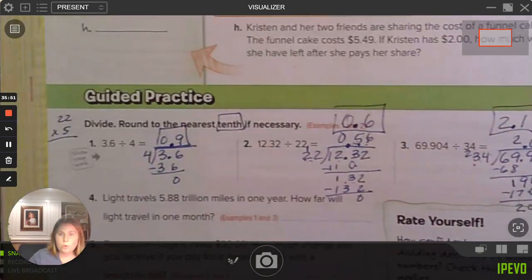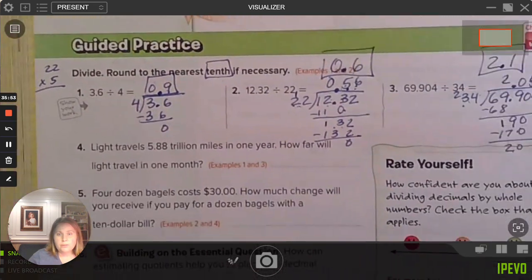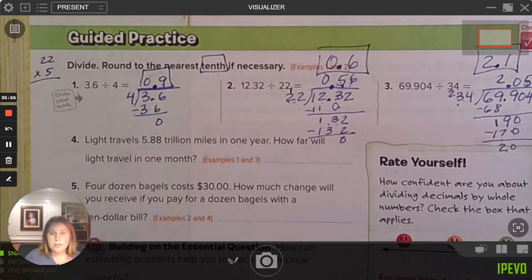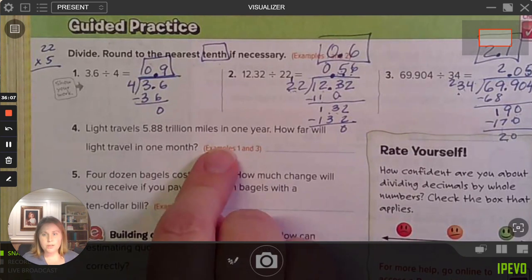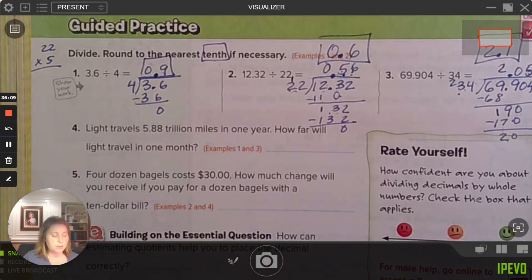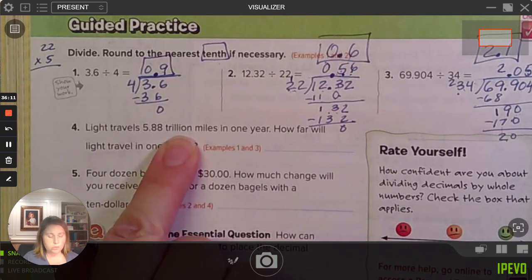Number 4, we have a word problem. Light travels 5.88 trillion miles in 1 year. How far will light travel in 1 month? Well, we need to know how many months are in a year. That's 12. And we'll keep it in trillions of miles. We don't need to change that. We don't even need to write that out with zeros. We're going to just keep our unit as trillions, okay?